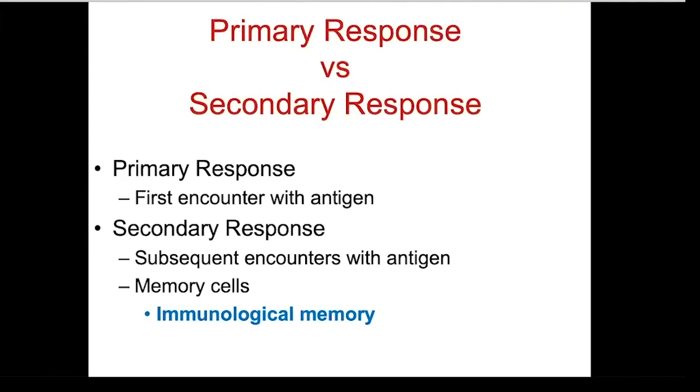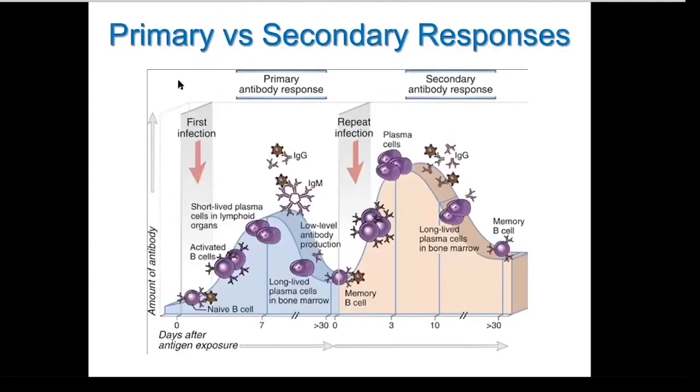This is very different than the innate immune response. You do not have immunological memory in innate immunity because you are not producing memory cells. What we're going to do here is compare the primary and secondary responses.